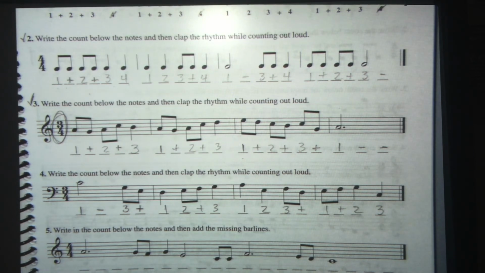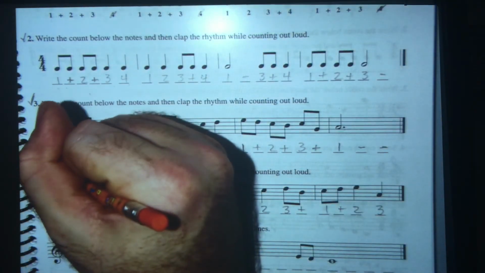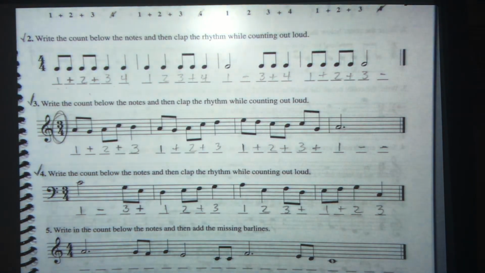1 and 2 and 3 and 1 and ready and go. And 1 and 2 and 3 and 1 and 2 and 3 and 1 and 2 and 3 and 1 and 2 and 3 and. Another piece of cake. Let's put a check next to number 4. Number 5.